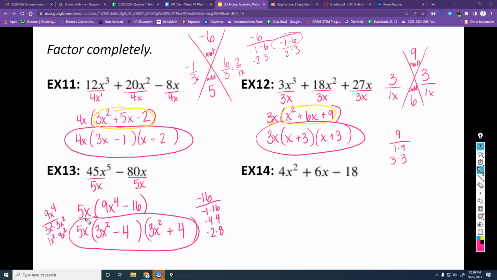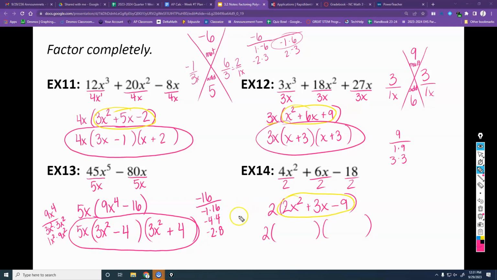Okay. Let's look at 14. What is my greatest common factor on 14? 2. It's about everything by 2. So I've got 2 times 2x squared plus 3x minus 9. Remember, we're not really paying attention to this 2 out front. We're only looking at this middle part right here to break it down.